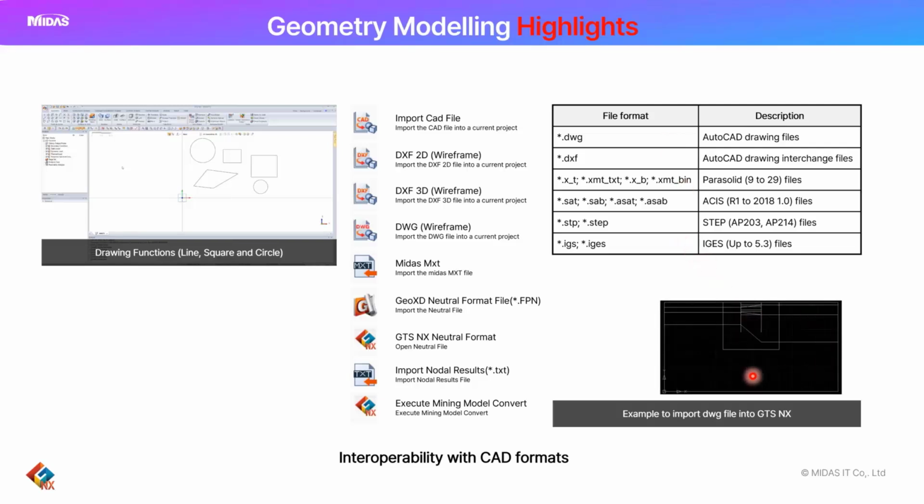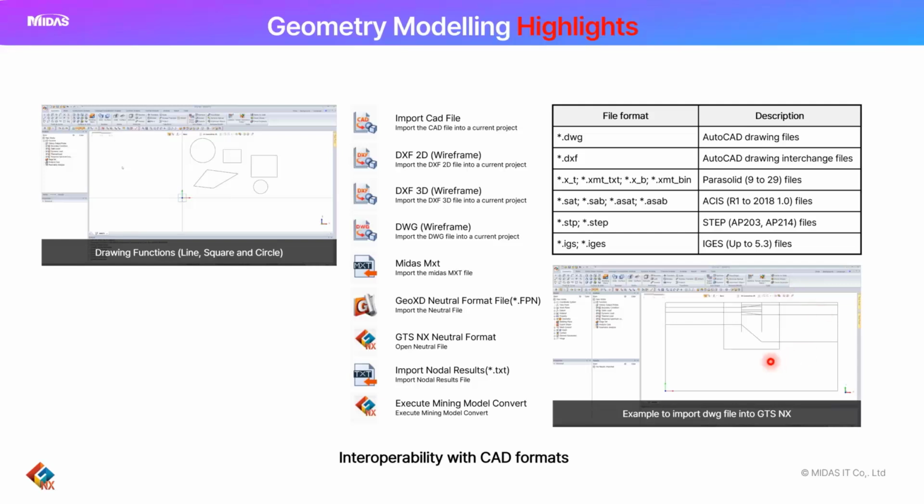So this is how it works. Suppose you have a CAD drawing, you can simply export this as a DXF or DWG file, and then you can import it back to GTS NX. So the importing of any raft related modeling or any excavation related modeling, or any kinds of CAD tools, is very much easy in this software.